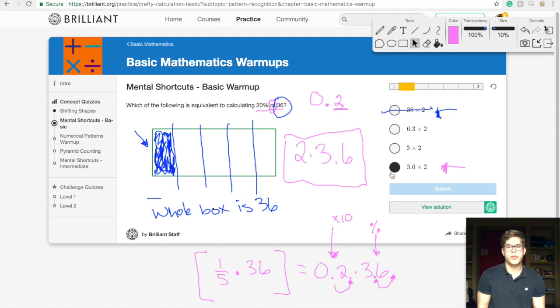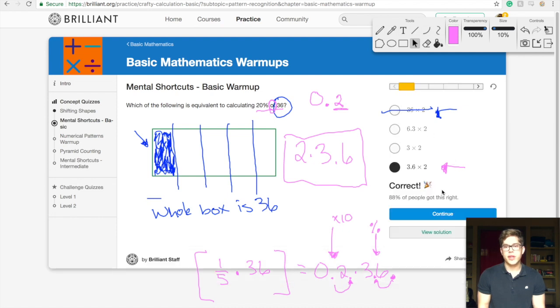And I hope that explanation makes some sense. If it doesn't, if you need some further explanation, comment down below and I'll be sure to get to you and make sure it's crystal clear. So let's submit. All right, good work.